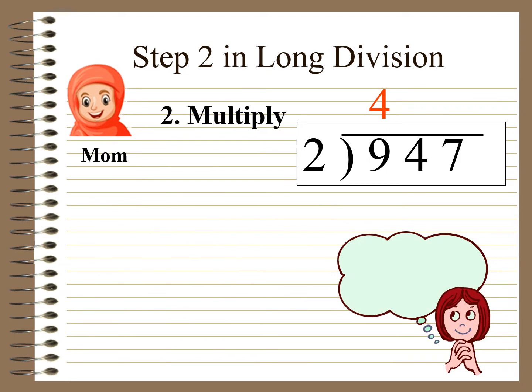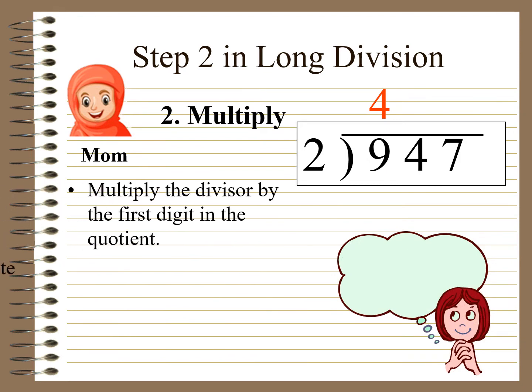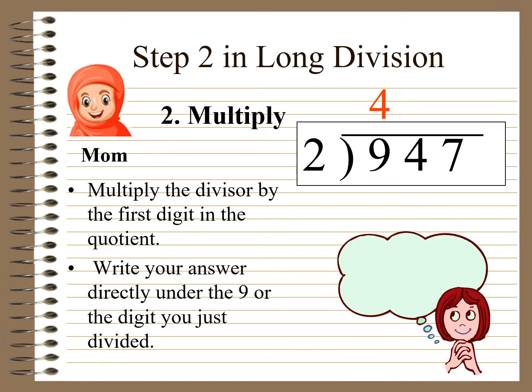Mom, multiply. Step 2 in long division. Multiply the divisor by the first digit in the quotient. Write your answer directly under the 9 or the digit you just divided. 2 times 4 equals 8.